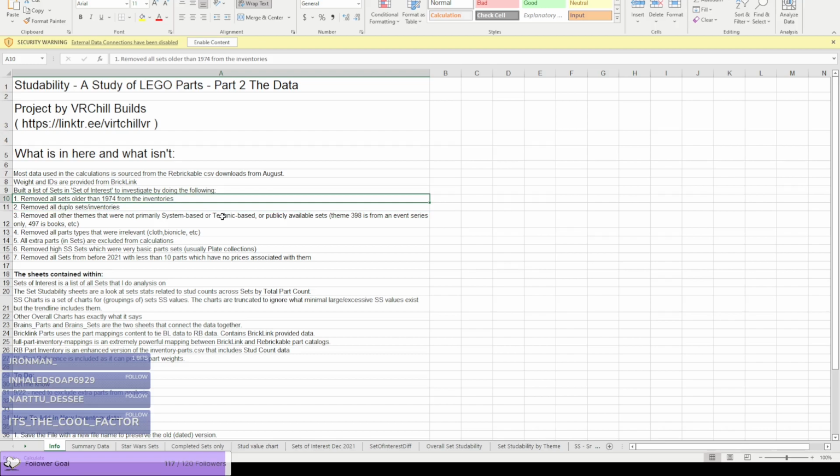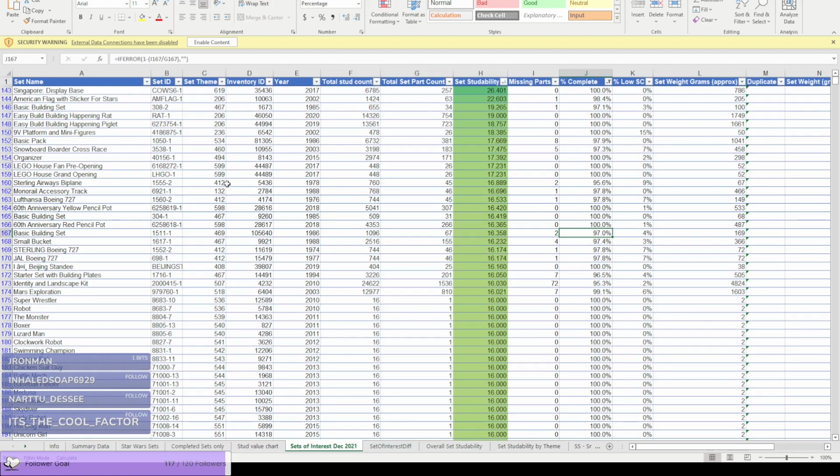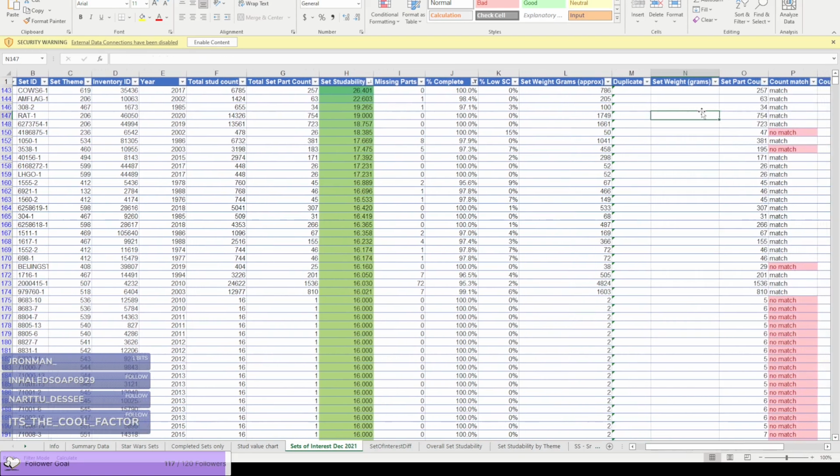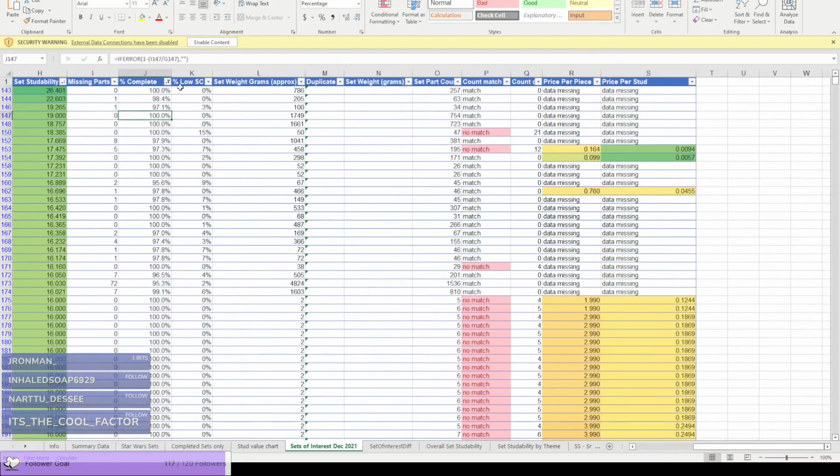Sets older than 1974 I excluded. So there's lots of exclusions. And then I went on to describe what's in here. From there, I began building out this enormous table, and this is actually filtered. Let me unfilter this, if I can find what is filtered here. What is filtered? This right here.